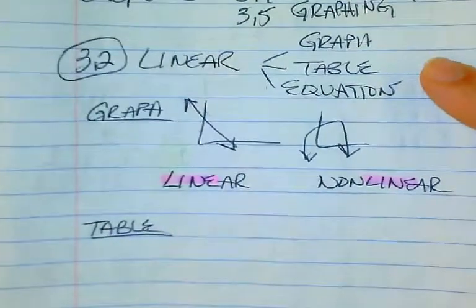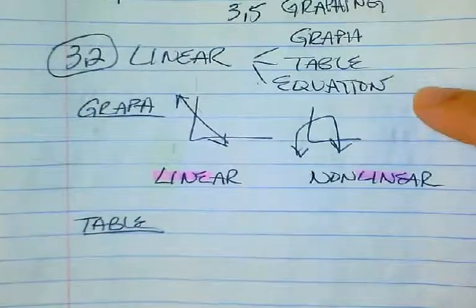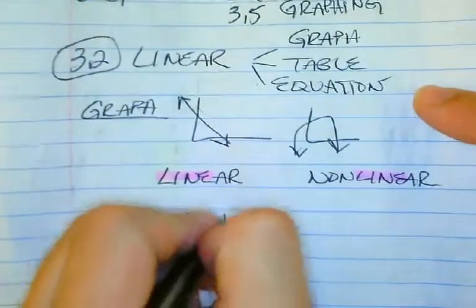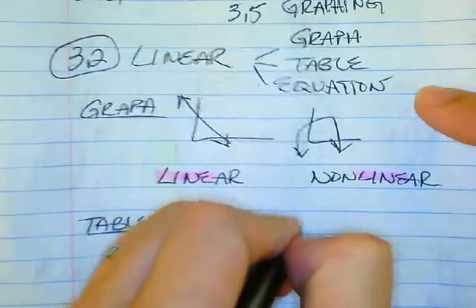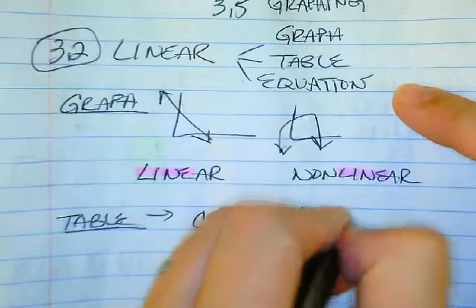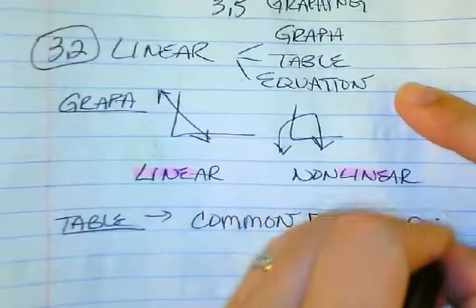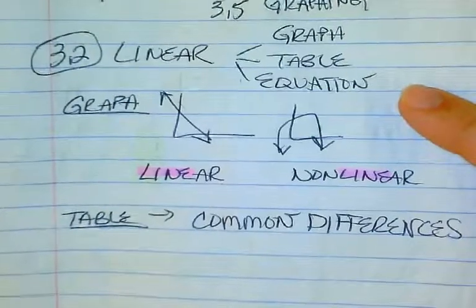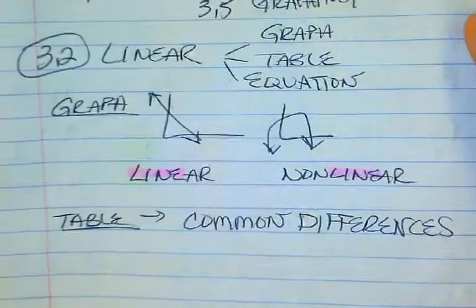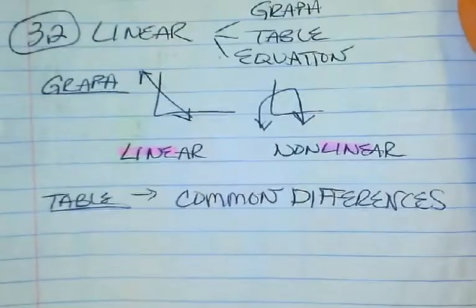All right, but if they give us a table, we're going to have to do something a little special. This is called common differencing. And the good thing for you is it's just adding and subtracting. Nothing big, nothing major, just adding and subtracting.